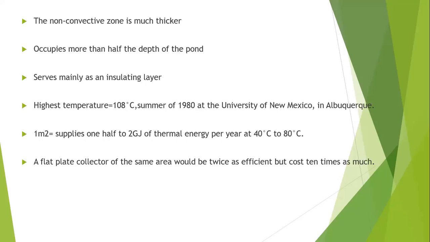So this looks like the same as a flat plate collector. A flat plate collector of the same area will be twice as efficient but cost 10 times as much. So if you want to keep the temperature at 40 to 80 degrees Celsius with another method, such as a flat plate collector, it costs 10 times as much as the solar pond.